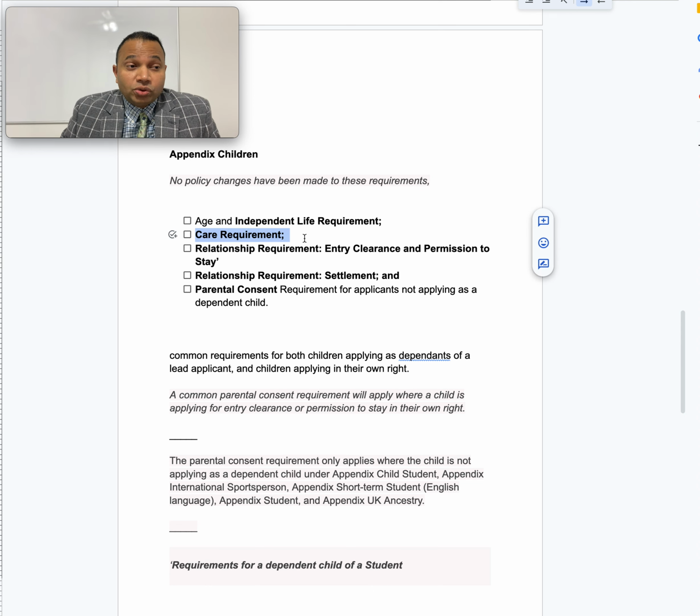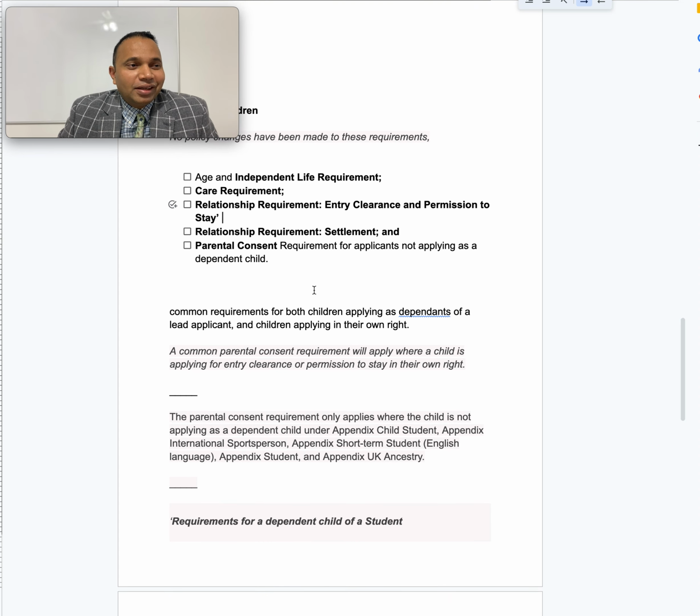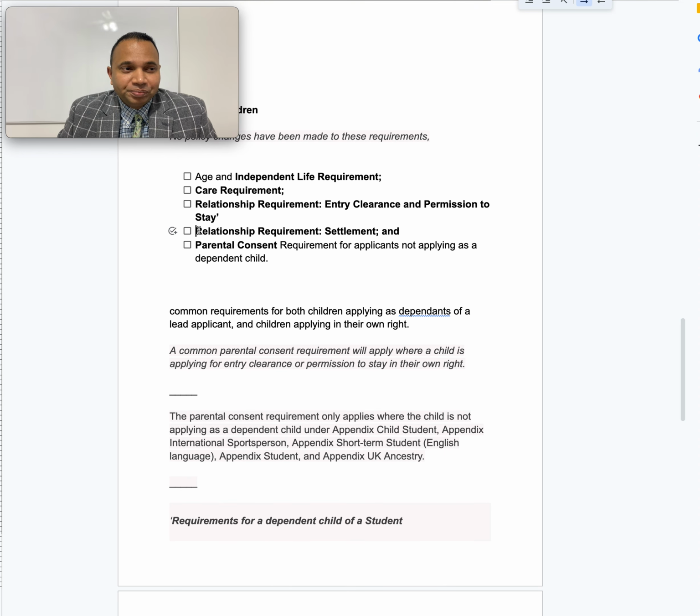Care requirement: if you are bringing someone as a dependent of a student, skilled worker, or any other visa category, there should be enough provision made for the care of that particular child. Relationship requirement: they should be your children, with a birth certificate, etc. And this applies for settlement, for entry clearance, and permission to stay. Entry clearance is an outside UK application. Permission to stay covers any applications filed inside the UK, extension, switching to other categories, and settlement, indefinite leave to remain. So all have been brought in together.